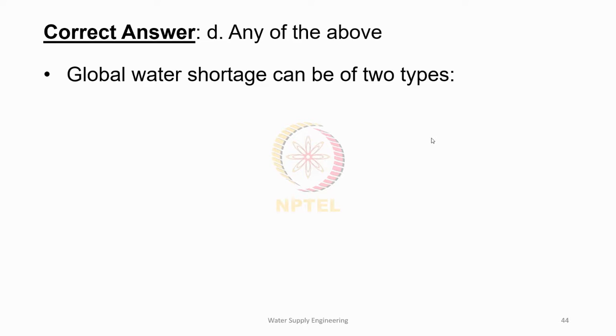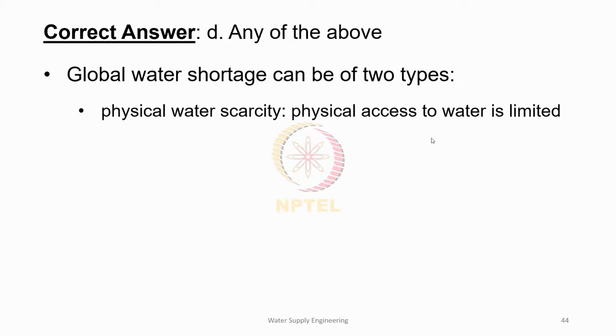So the global water shortage or water scarcity can actually be of two types. One is physical water scarcity, that is, there is a physical limitation in access to the water available, maybe because of the quality or the non-availability due to the form in which it exists. All these can be the factors for physical water scarcity.